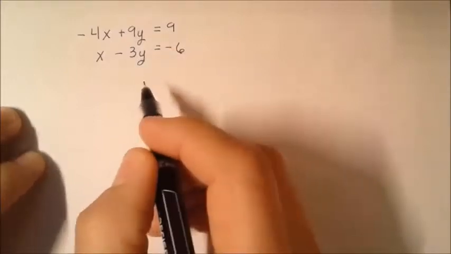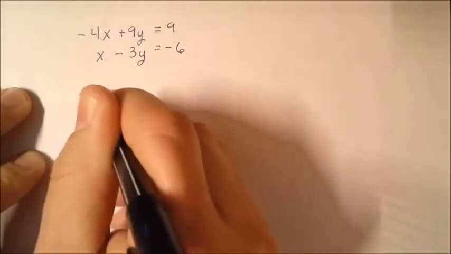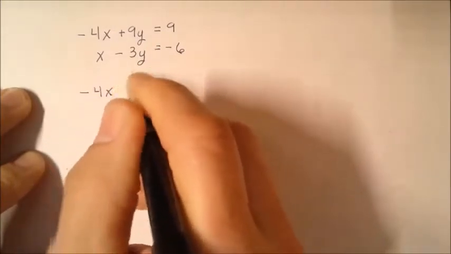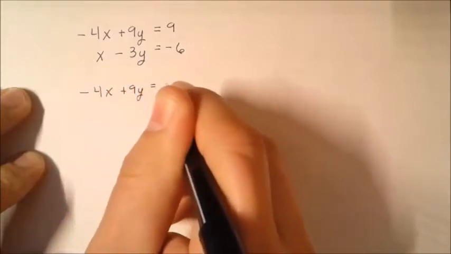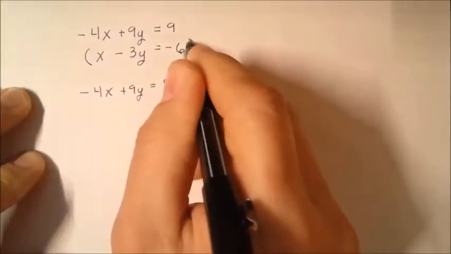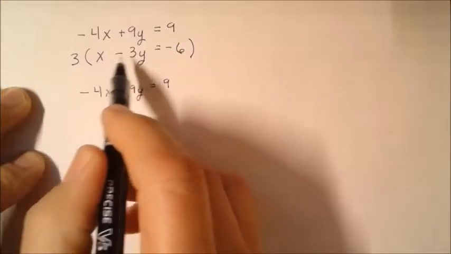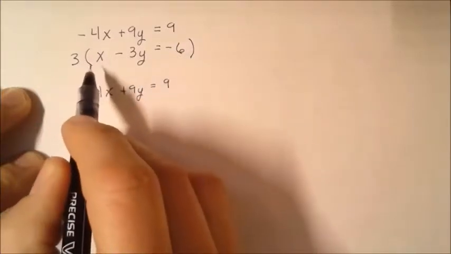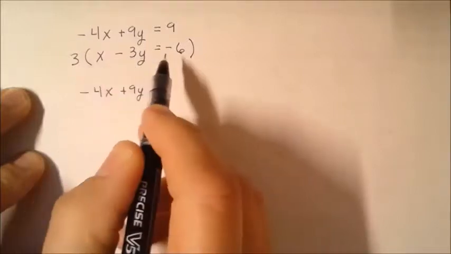So I'm going to go ahead and rewrite this so you can see what I'm going to do. So I've got negative 4x plus 9y equals 9. Now I'm going to multiply this top one by 3. And I'm going to multiply the entire equation. So here's the key with elimination. You can't just multiply the variable that you want to get rid of. You have to multiply the whole thing.